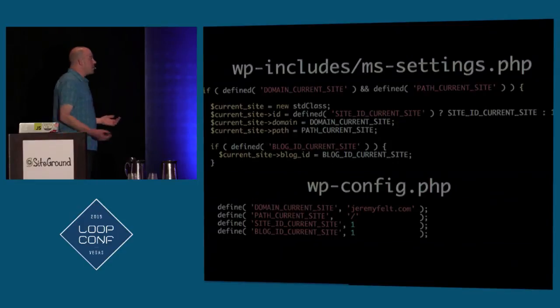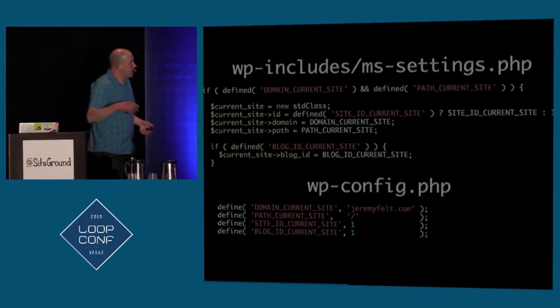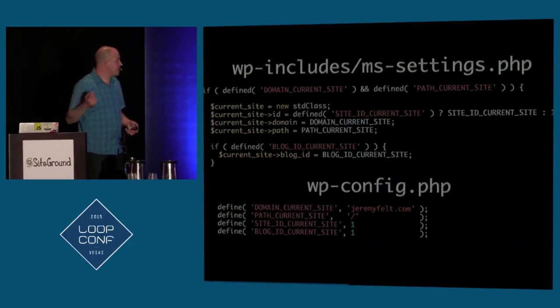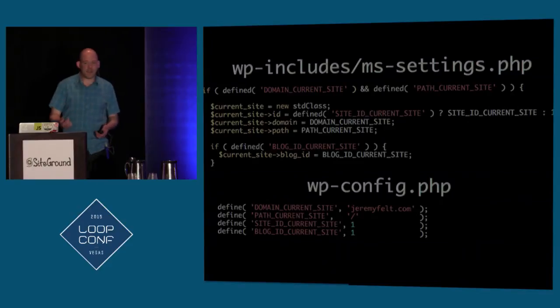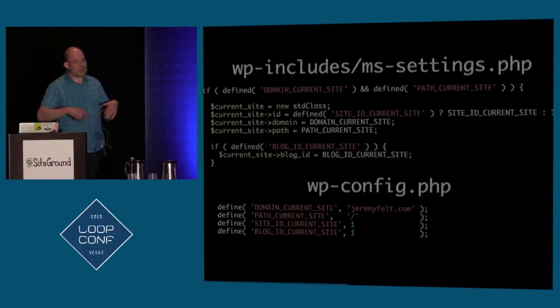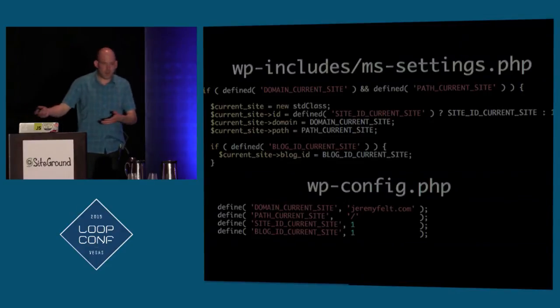By default, when you install multi-site, you're given a set of constants that you can use. And this takes a lot of the guesswork away. So you get DOMAIN_CURRENT_SITE, PATH_CURRENT_SITE, SITE_ID_CURRENT_SITE, BLOG_ID_CURRENT_SITE. And if you provide these to WordPress through your wp-config, then we can immediately just define that network global by filling in all the information. And then the only thing we need to do after that is look up the associated blog or site.